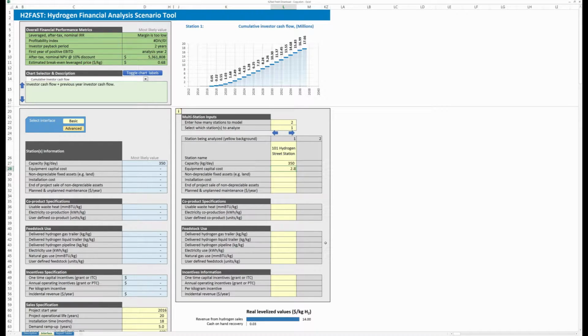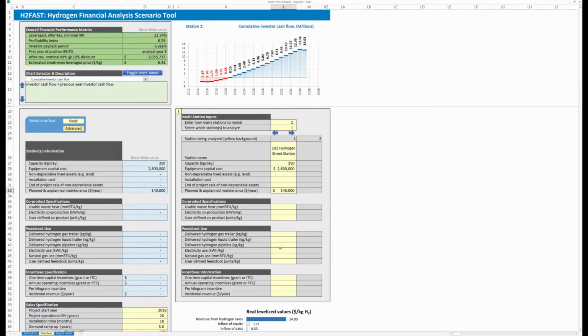It has a cost of $2.8 million. And we'll say that the station takes about 5% of installed capital, and we'll keep things simple. We'll say the installation cost is part of the equipment cost, to keep things simple here.